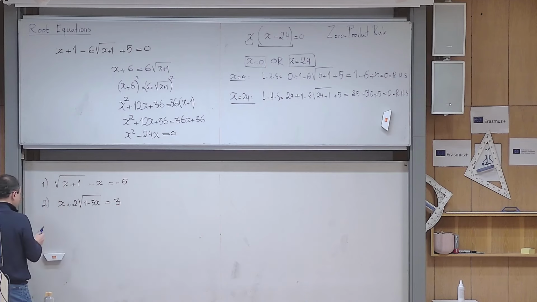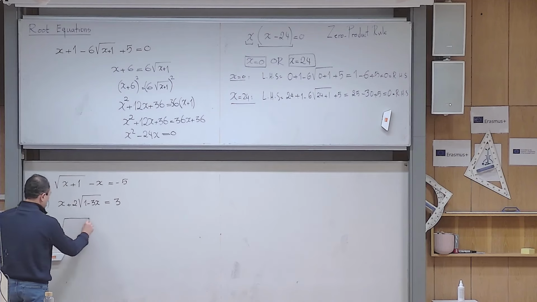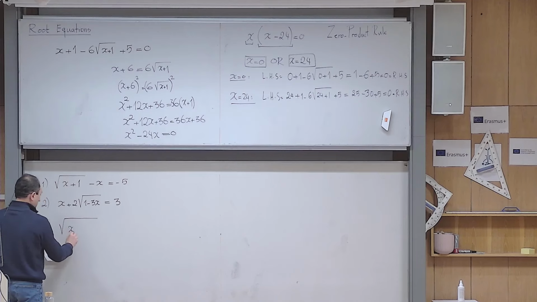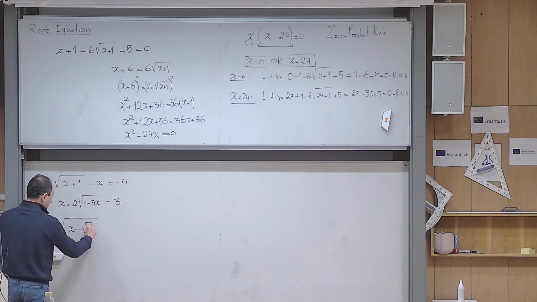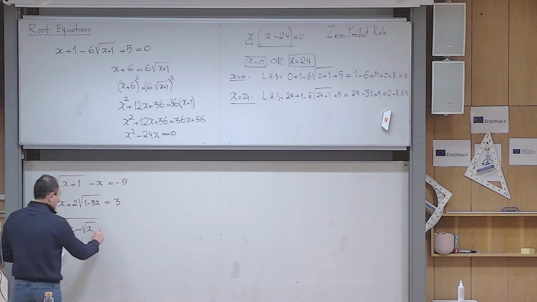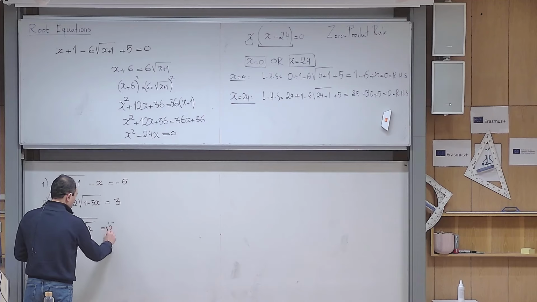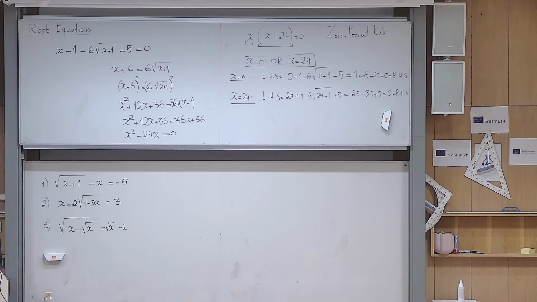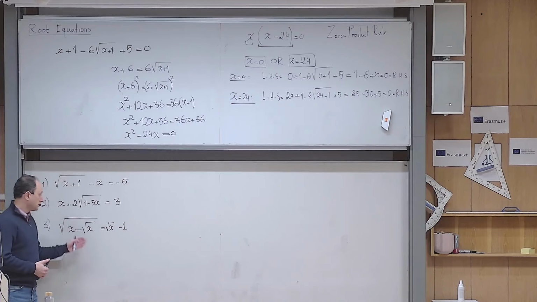Let me write one more here. This is a little bit more interesting one. I have a square root, a big one, and then I have x minus the square root of x again. And then I have on the right side square root of x minus 1. I want to solve. It means that I want to find all possible x's that make the left and right equal.